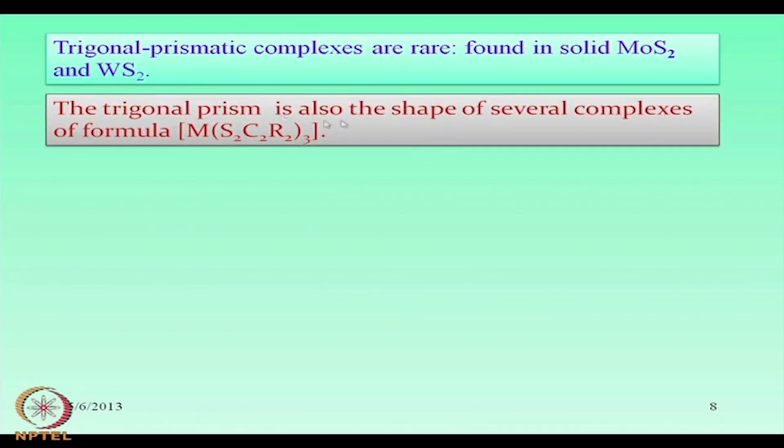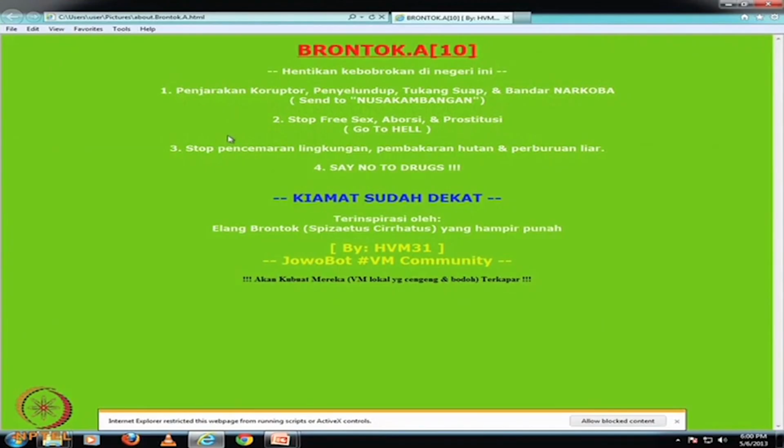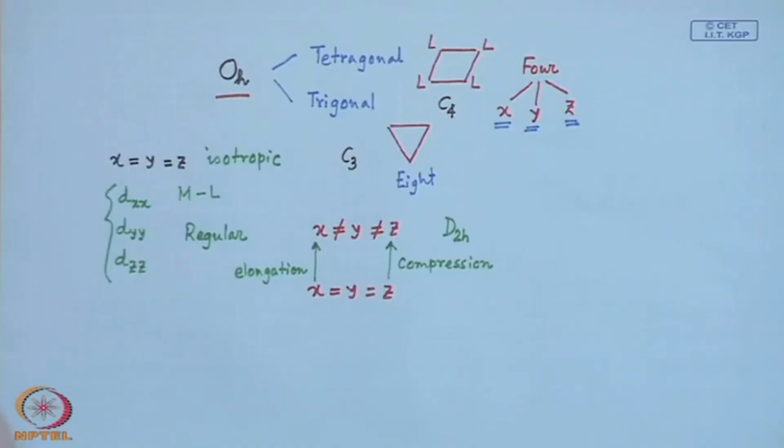A trigonal prism is also found in other types of complexes which are dithiolene type of ligands we consider, like xanthate and dithiocarbamate. These are dithiolene compounds where we have the CC backbone, and 2 thiol units are present. So it is a bidentate SS ligand. When 3 such bidentate SS ligands are bound to the metal center, we get a trigonal prism geometry.